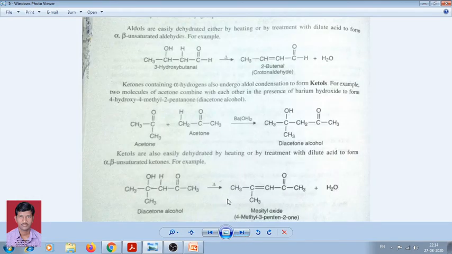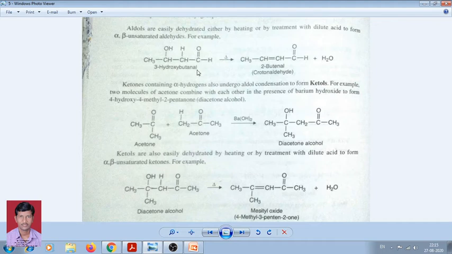Now there are some other examples also. Whatever aldols are formed during the course of reactions, this aldol is easily dehydrated either by heating or by treatment with dilute acid to form a final product, that is alpha-beta unsaturated aldehyde.